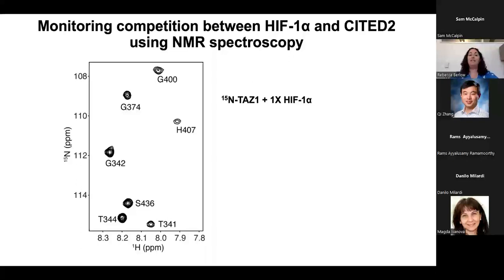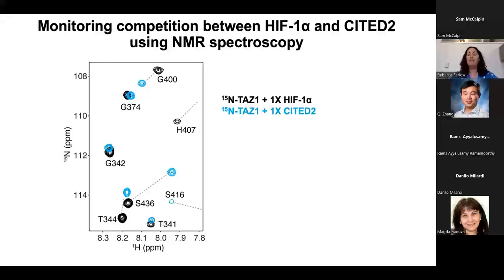of both. And so here I've shown the representative spectrum in black of N15 TAZ1 bound to 1 molar equivalent of HIF1 alpha. And in order for us to discriminate between residues that interact with HIF1 alpha or CITED2, we need for the CITED2 bound spectrum to be sufficiently different. And so that's exactly what we observe here. So I've now superimposed the blue spectrum, which is N15 TAZ1 bound to CITED2. And so we can see that most of the resonances are in different positions in the presence of CITED2 relative to HIF1 alpha. So this allows us to easily determine which parts of TAZ1 are bound to HIF and which parts of TAZ1 are bound to CITED.